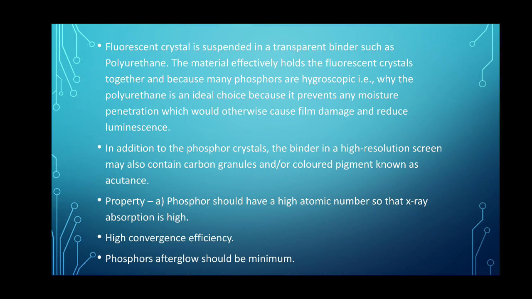In addition to the phosphor crystals, the binder in a high resolution screen may also contain carbon granules and or colored pigment known as acutants. Properties: the phosphor should have a high atomic number so that X-ray absorption is high, high conversion efficiency, and phosphor afterglow should be minimal.